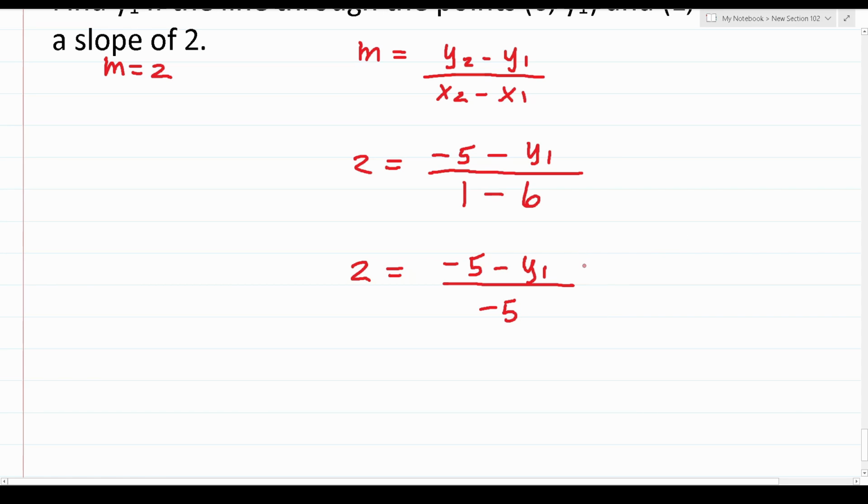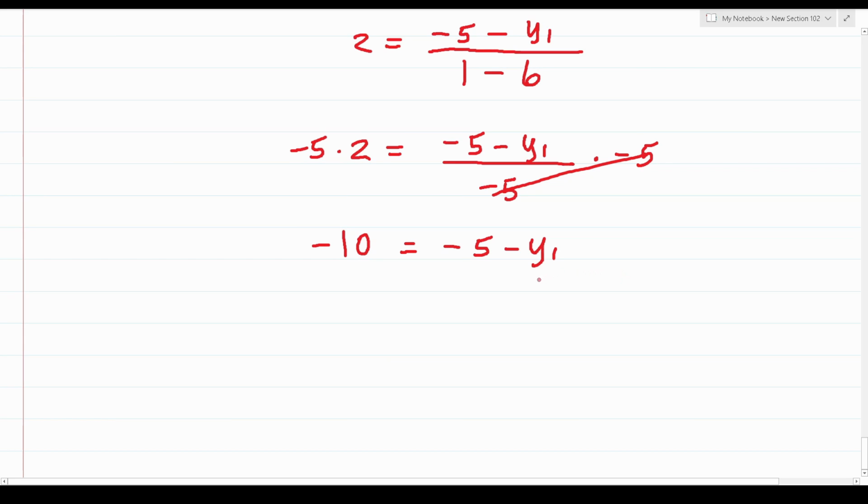All right, so to clear -5 from the denominator on this side, I'm going to multiply both sides by -5. This will cross out here, leaving you with just -5 minus y1 over there. And then we have negative 5 times 2, which is negative 10. All right, to get y1 by itself, let's add 5 to both sides. This crosses out here, leaving you with negative y1 on this side. Negative 10 plus 5 is negative 5. All right. And as you can see, this is negative y1.